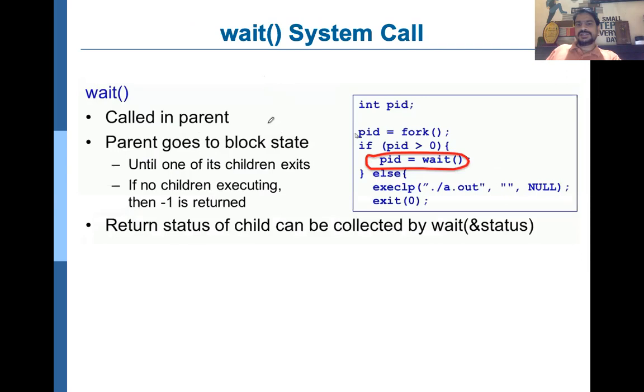Now, another way of terminating is wait. Wait will be used in the parent. So exit will be used in the child and wait will be used by the parent. After executing wait, what will the parent do? The parent will go to the blocked state, that we all know, right? Until one of its children exits. If no children are executing, then -1 will be returned, where wait is going to return -1.